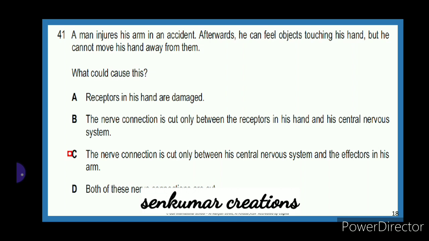Okay, let's see. The answer is C. The nerve connection is cut only between his central nervous system and the effectors in his arm. Okay, so the motor neuron is cut and the sensory neuron is present in his arm.